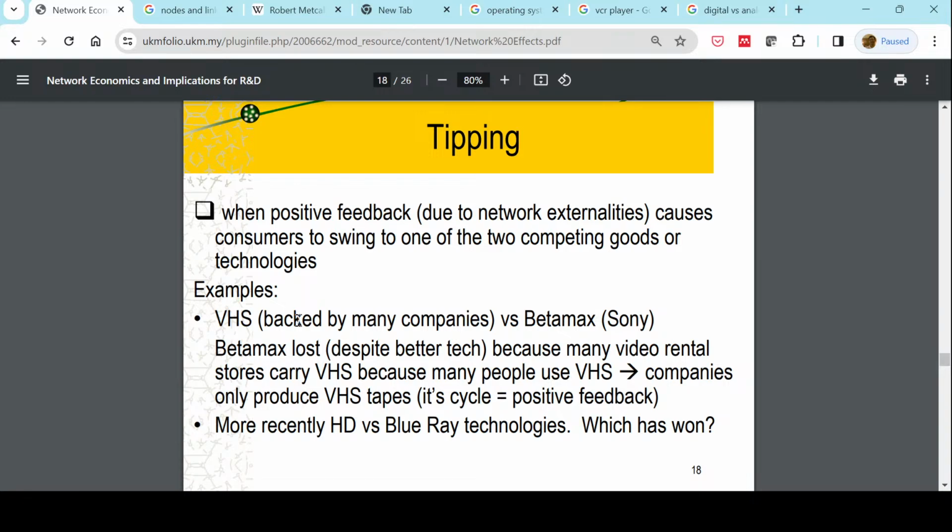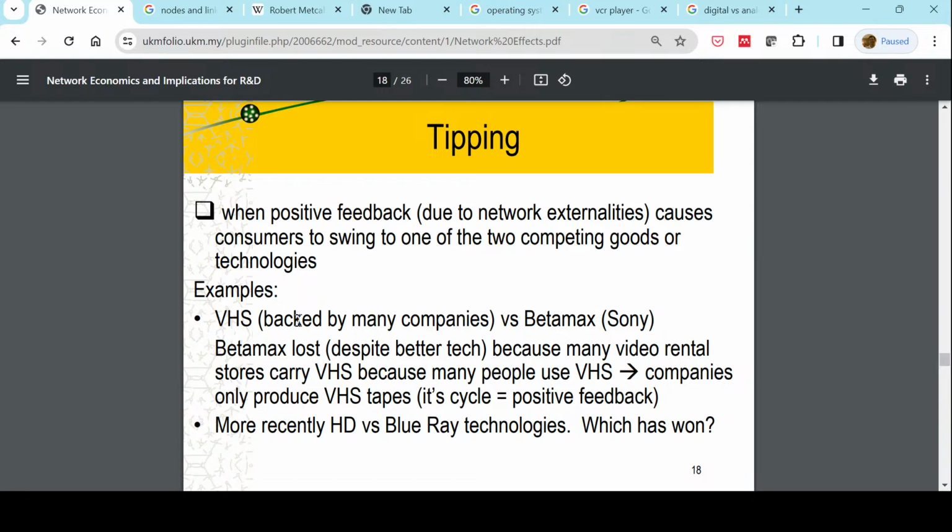So the result, Betamax, which is developed by Sony. Sony produced the VCR player, video cassette recorder player, using Betamax technology, and also produces its own Betamax tape. So you go out there, you want to buy an empty tape so that you can record. What is empty? Blank tape.